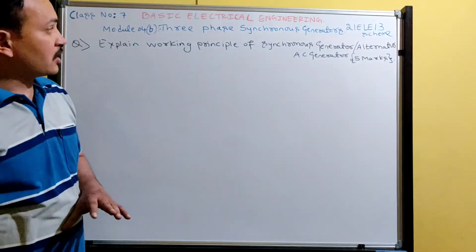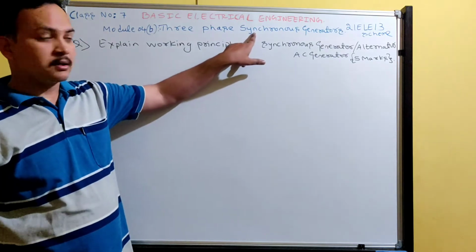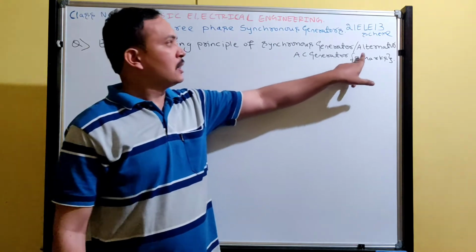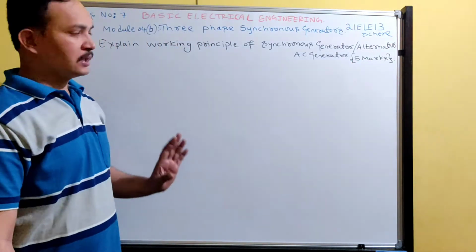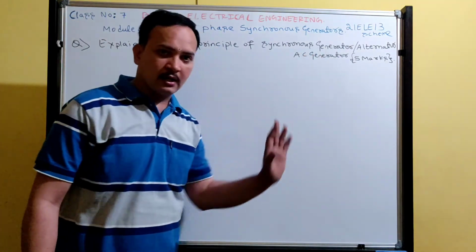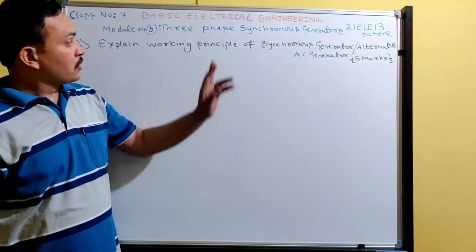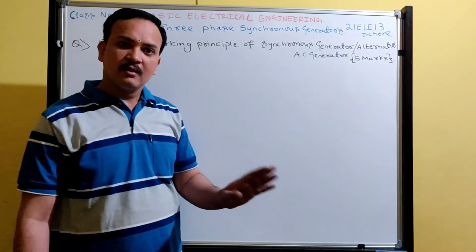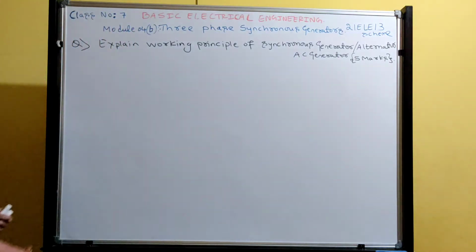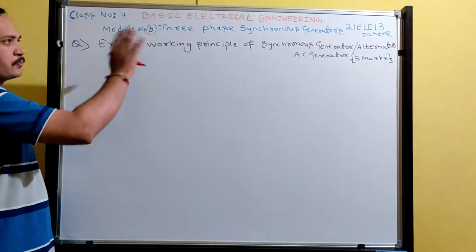See why I called alternator, there are 3 different names. One is called synchronous generator, otherwise we can call it AC generator, and another name is alternator. Okay, there are 3 names. If they ask in exam, explain working principle of synchronous generator, you write the same thing. Working principle of alternator, also the same thing. Working principle of AC generator means the same thing. Okay, got it?